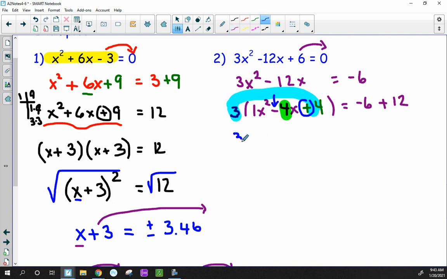Alright, let's try this again. We're going to drop our 3 down. Here's our trinomial. We're going to factor this one. Hopefully I got it right this time. And then we are going to keep rolling here.